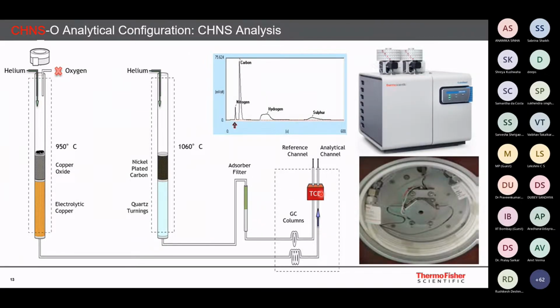So Thermo has provided two major things: one is the furnace warranty of 15 years, and the second is the TCD detector warranty of 15 years. Only you have to remember that whenever you switch on the TCD, you must ensure that the helium flow is on. If the helium flow is not on and you switch on the TCD detector, there is a chance it will be damaged. So these are the things that happen in CHNS analysis.